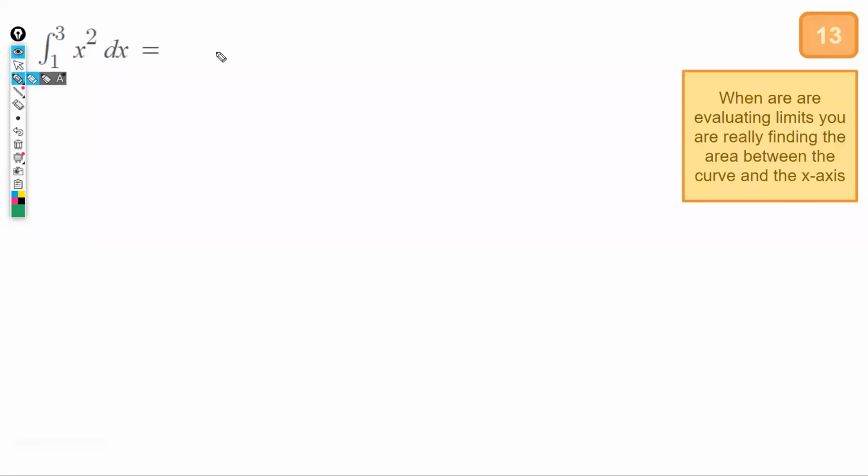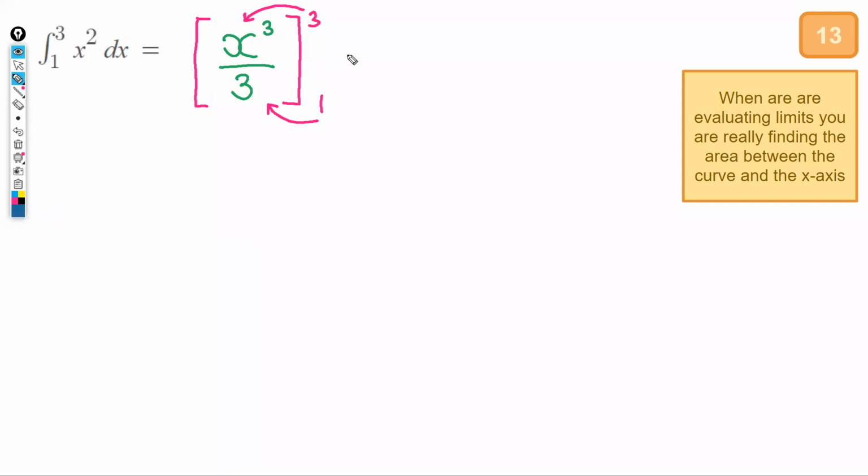So when you integrate x squared, you're going to get x to the power 3. And you divide by the new power. And then you put your little square brackets like this. What you're going to do is put the top number in, then the underneath number. When I say put it in, you're going to replace all the x's with the top number, then replace all the x's with the underneath number, and then minus both answers. So when you do that, it should look something like this.